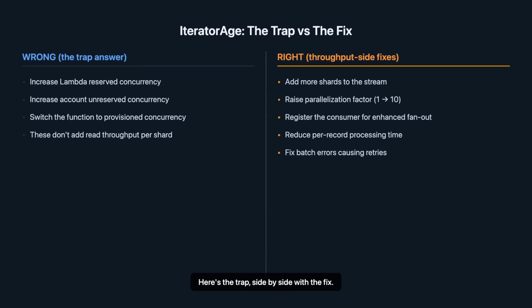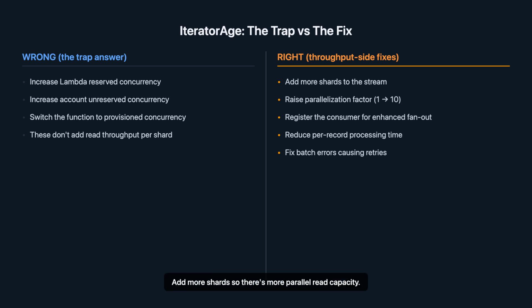Here's the trap side by side with the fix. On the left, the wrong answers: increasing Lambda reserved concurrency, increasing the account's unreserved concurrency, switching to provisioned concurrency. None of these add read throughput on a per shard basis. The bottleneck isn't how many Lambda functions you can run, it's how fast records can be pulled out of each shard. On the right, the correct fixes.